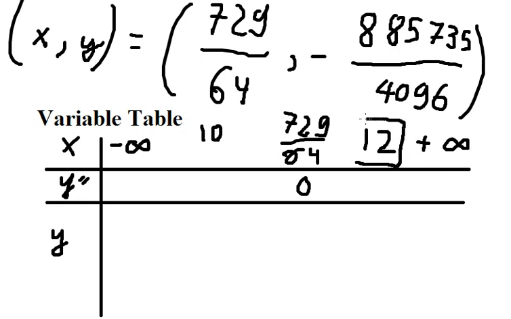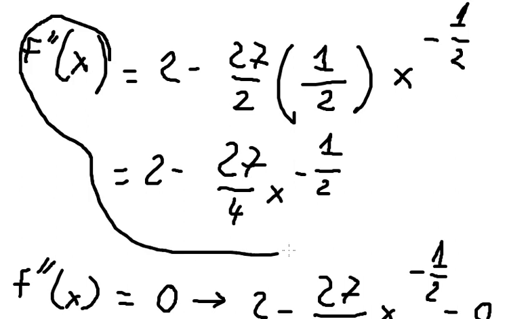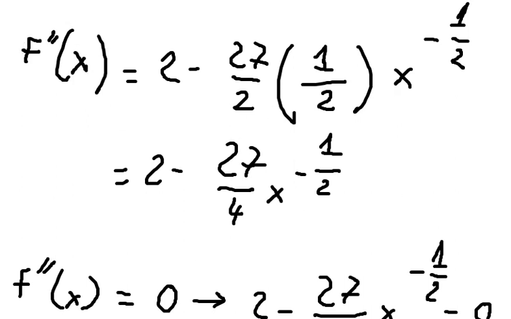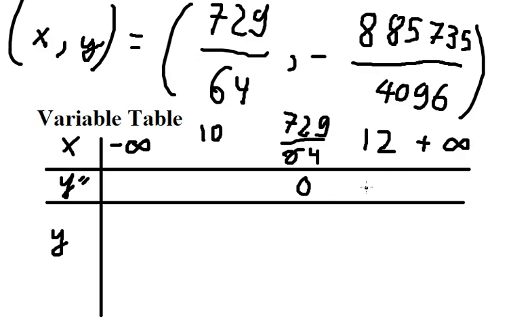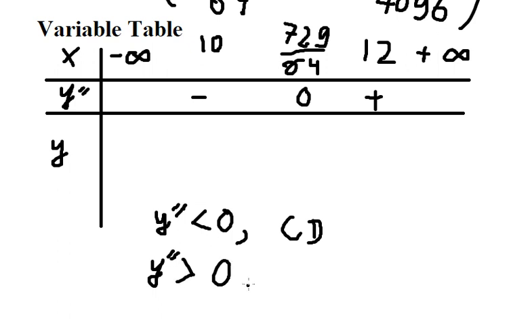If I put 12 into this function, we have a positive value, so we put the positive sign here. This one we have negative. If the second derivative is negative, the function is concave down. If it is positive, it is concave up. So in this situation, this is concave down, and this is concave up.